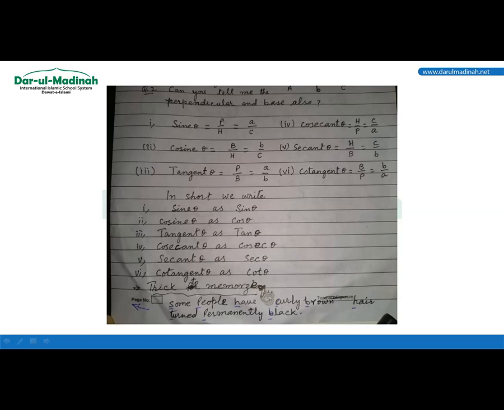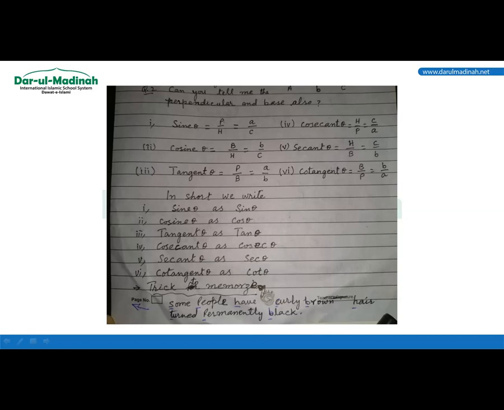Sin theta is equal to P upon H. In short, we will represent sin theta like this. You can see the spelling. Cosine, we can write as cos theta only. Tangent theta, we can write in the exercise only as tan theta, just like cosecant theta as cosec theta, secant theta as sec theta, and cotangent theta as cot theta. This is the short form of these trigonometric ratios.